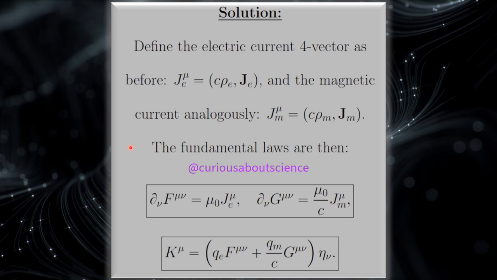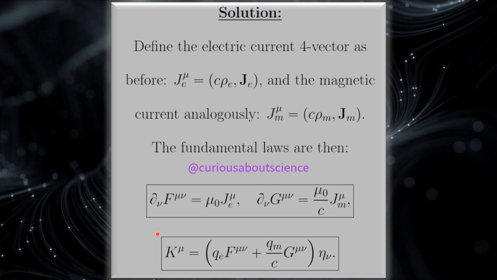The fundamental laws are then, well, we see that we have to take the derivatives, the gradients, and then we see that the electromagnetic field tensor gives us the electric densities, and the dual tensor gives us the magnetic densities. So where we were homogeneous before, we're now inhomogeneous thanks to the fact that we have a magnetic density. Not too hard of a generalization for those two.